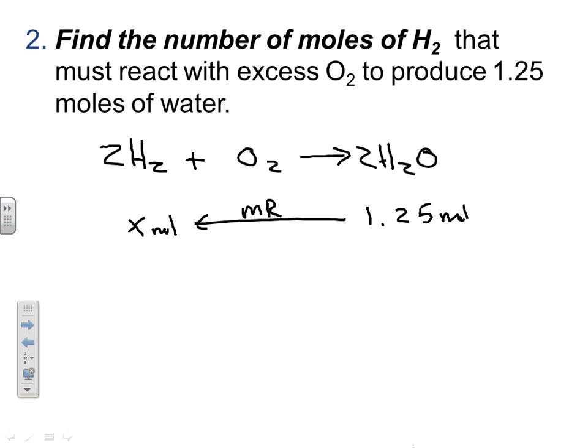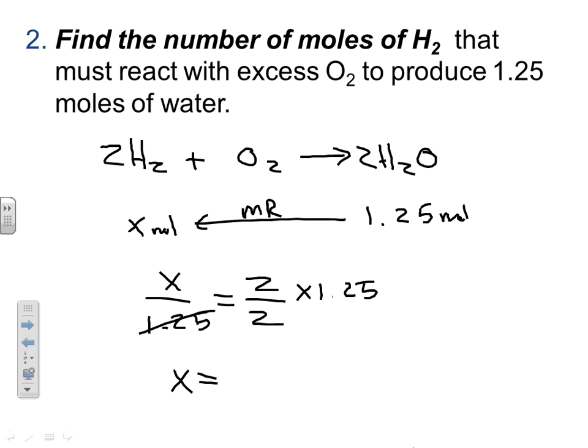X over 1.25 is equal to, could somebody please, this is what I'm really checking to see if you understand. We go to Alexis. X over 1.25 is 2 over 2. So get that out of there, 1.25. And don't confuse that with an x. X is equal to, and they cancel out, right? So we're going to end up with 1.25 moles H2O.